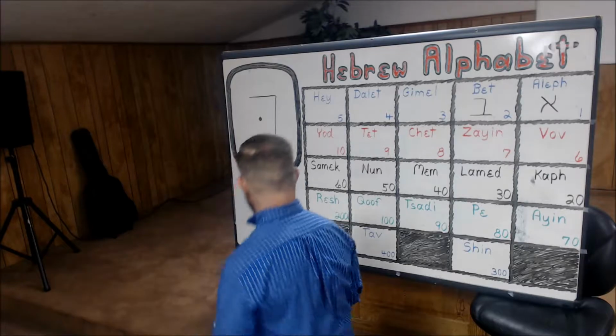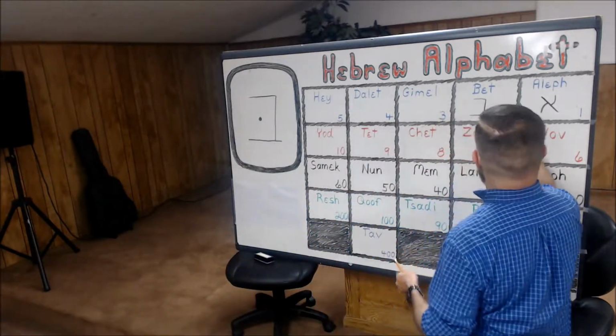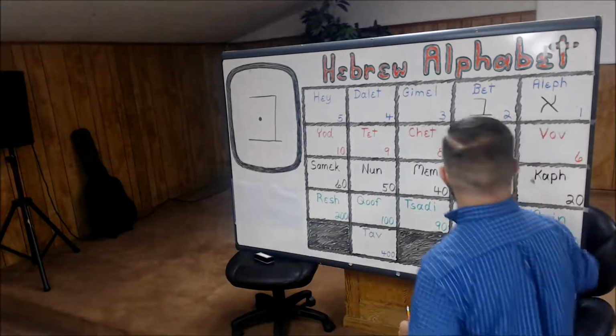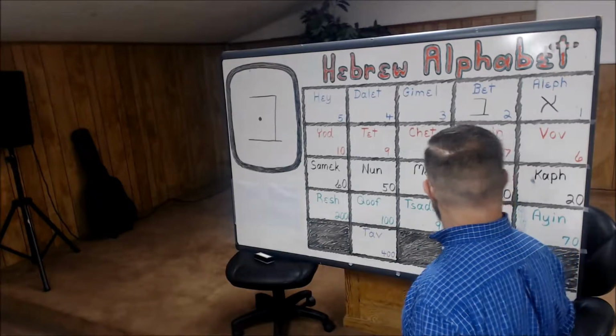And the numerical value of Bet is 2. That's too long. It's 2 bets. There, Bet. Okay.